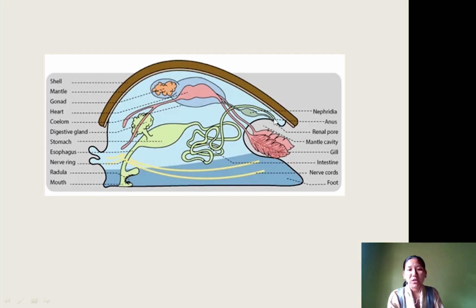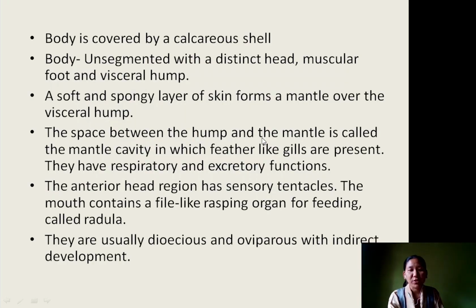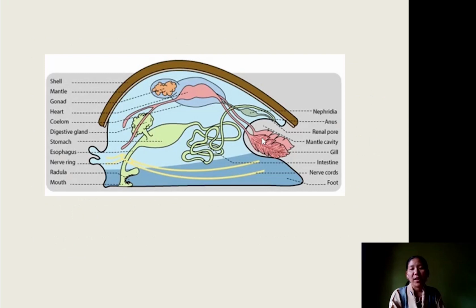It forms a visceral hump covered by a mantle, and in between there's a space called the mantle cavity, where we find gills, and gills help in respiration. The organisms are usually dioecious. Male and female are separate, and they are oviparous with indirect development. They produce eggs, and they also produce larval stages, so development is indirect.